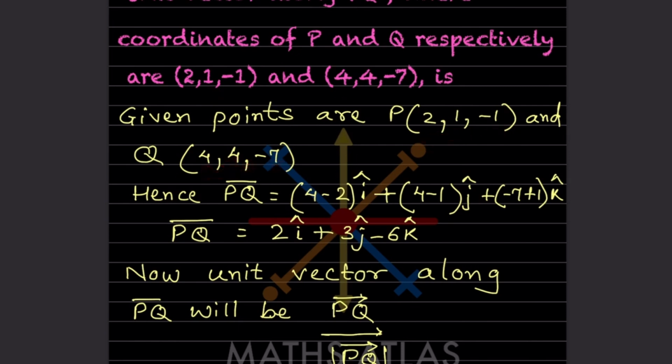So to find out this PQ, what we will do here, we can just write 4 minus 2, and this we can write as i, this is a unit vector, then 4 minus 1 with j, and the unit here is -7 minus of minus 1, minus of minus means this is going to be +1. So this is going to be 2, this is going to be 3, and this is going to be -6. So that will be i, j, k.